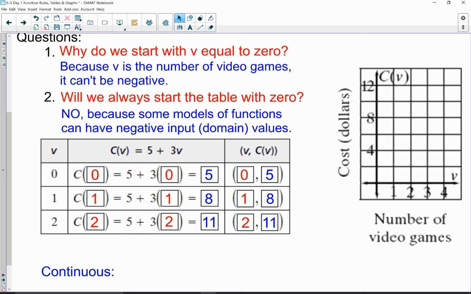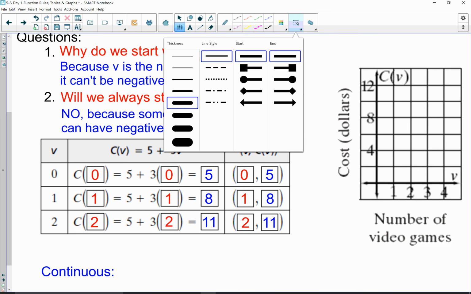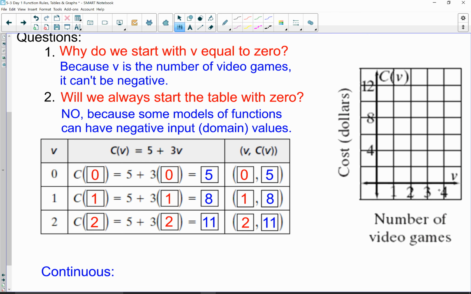So if we come over to our graph and we graph those three values, (0, 5), pay attention to the scale. On the y-axis, each line represents 2. So if we go to (0, 5), that would actually be, well, there. Go to (1, 8), and then (2, 11). We have those 3 points.